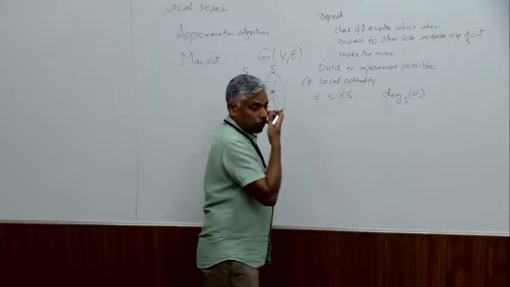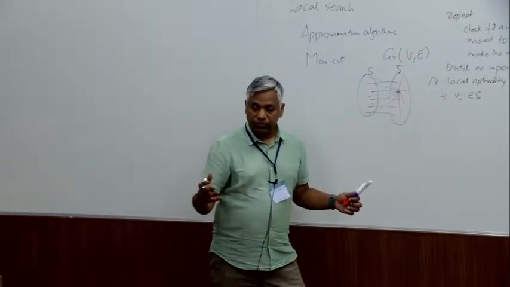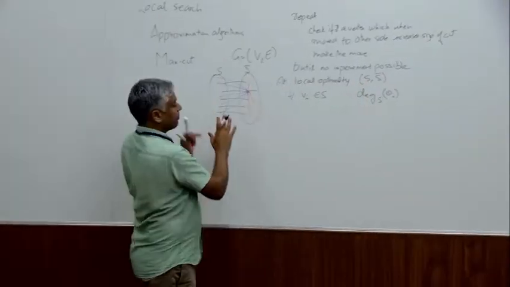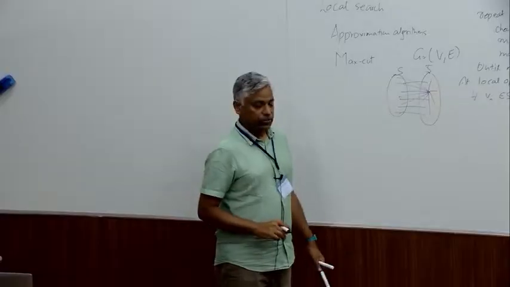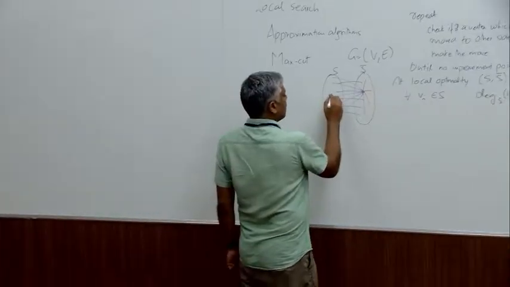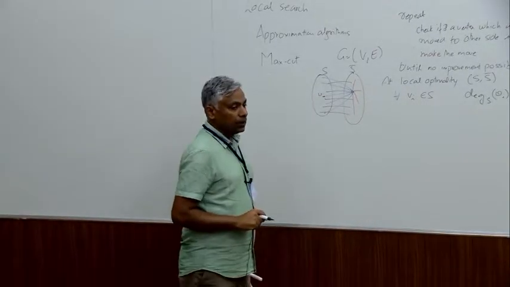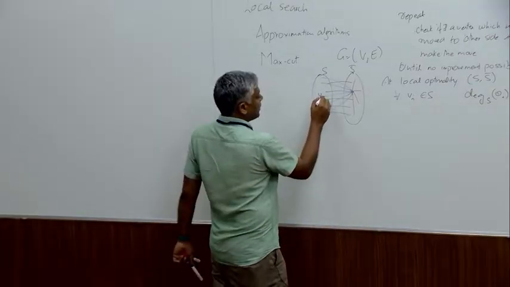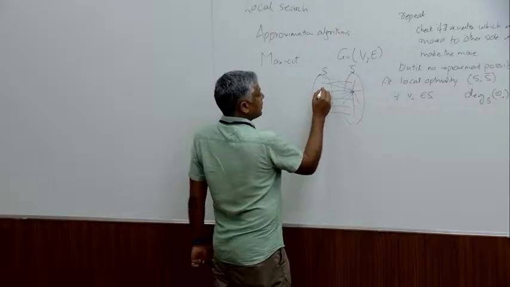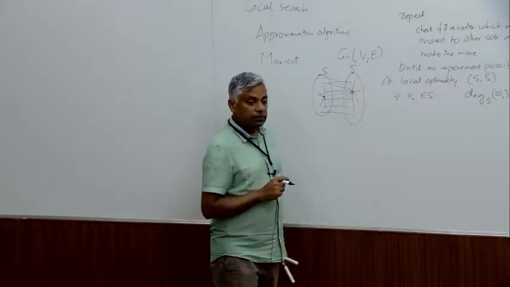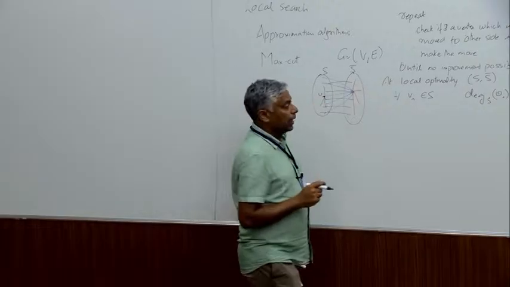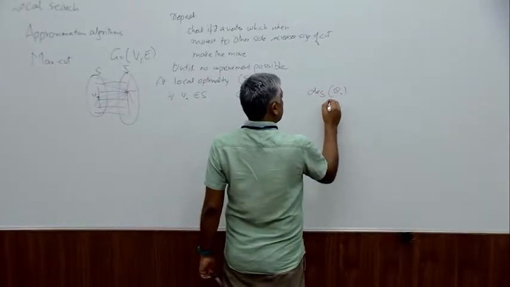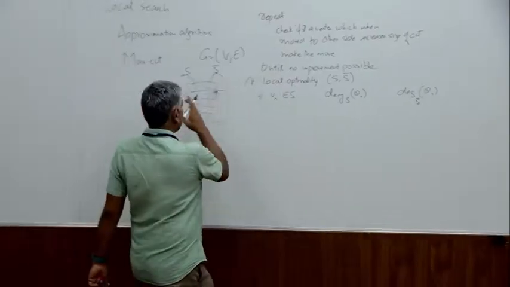So what is a locally optimum solution? A solution which cannot be improved, right? And let's say the solution S, S complement is locally optimum. I cannot make any change. So if I take any vertex vi here, what can I say? The degree of vi in S is how many edges vi has on this side. And the degree of vi in S complement is how many edges it has going across.